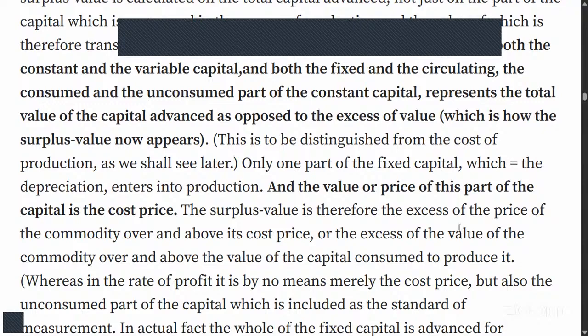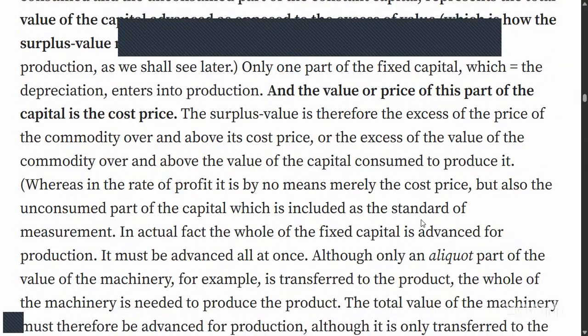The surplus value is therefore the excess of the price of the commodity over and above its cost price, or the excess of the value of the commodity over and above the value of the capital consumed to produce it. Now, whereas the rate of profit is by no means merely the cost price, but also the unconsumed part of the capital, which is included as the standard of measurement.